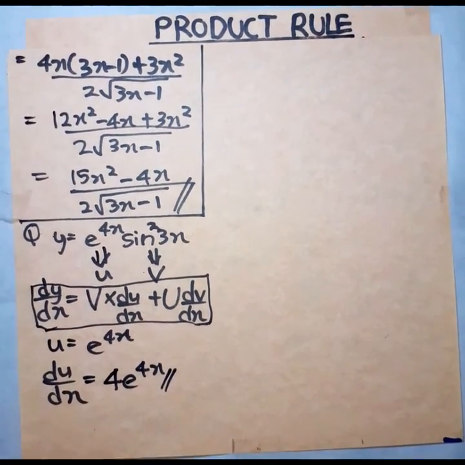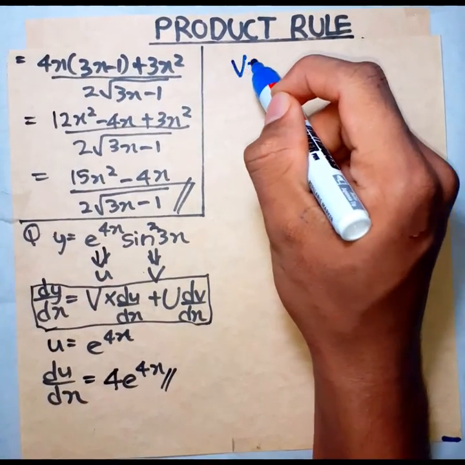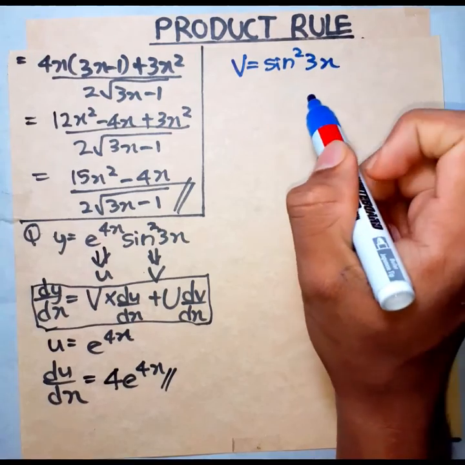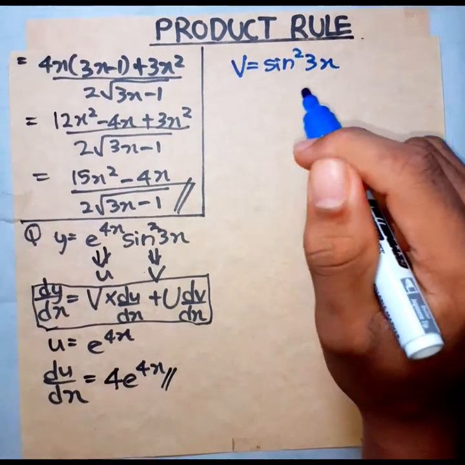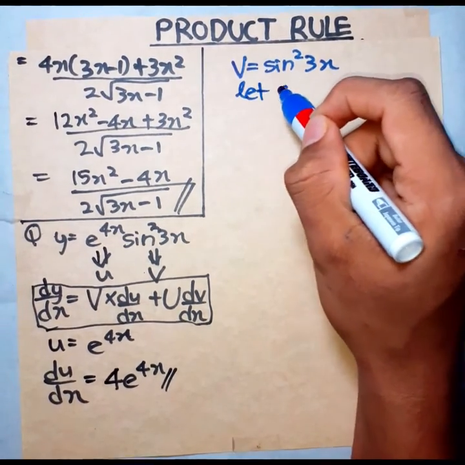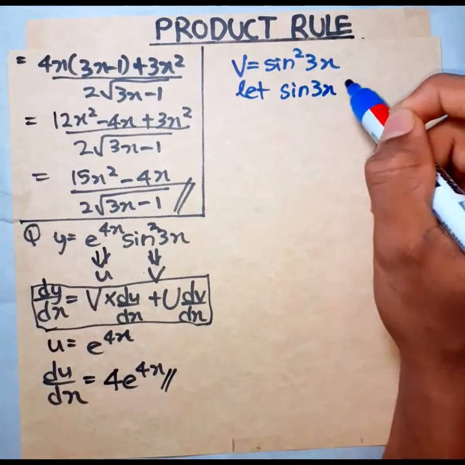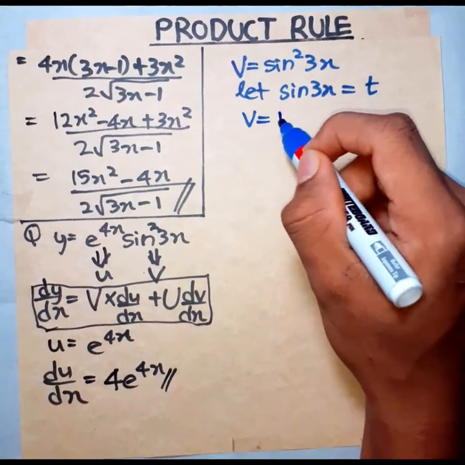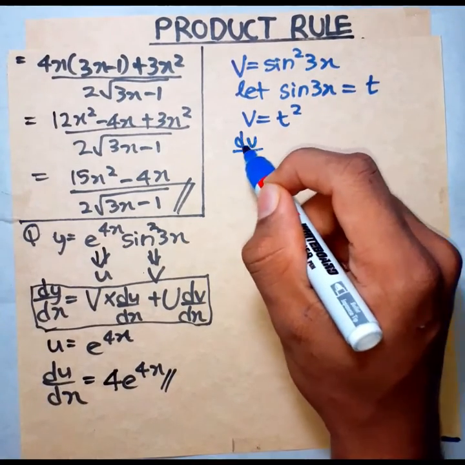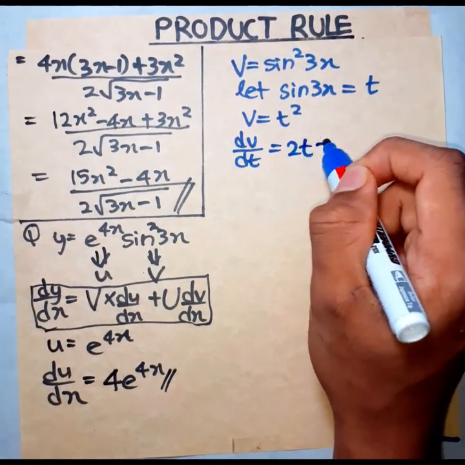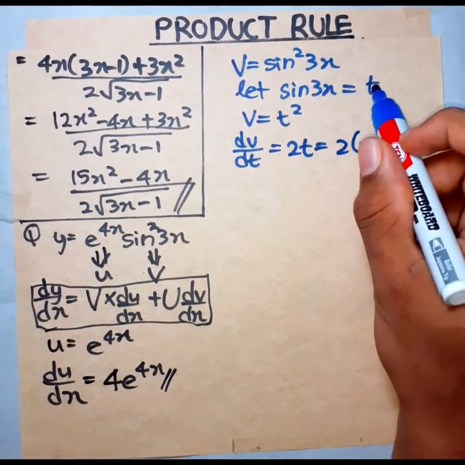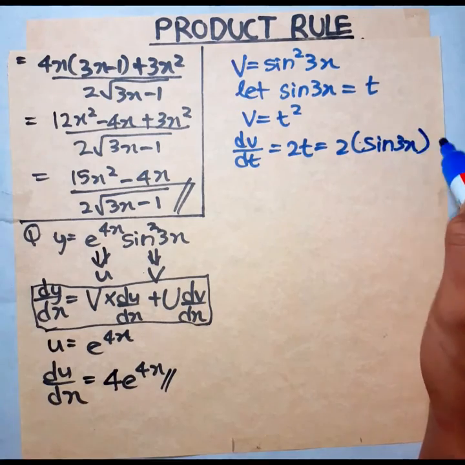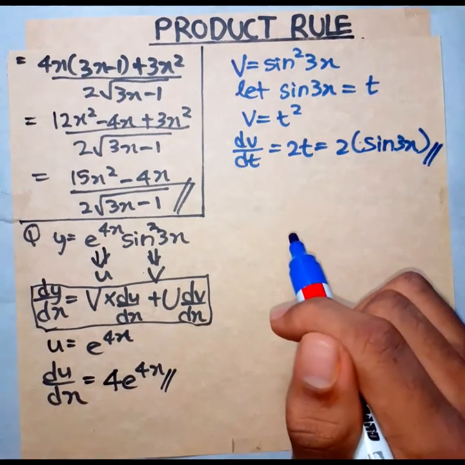So in that process, first thing we're going to label v. V is going to be sine squared 3x. So in the same process as previously, we're going to let sine 3x equals t, where t is any letter. So v is going to be t squared, where dv by dt is going to be 2t, which is going to be 2 sine 3x, since t is sine 3x. So we found dv over dt.